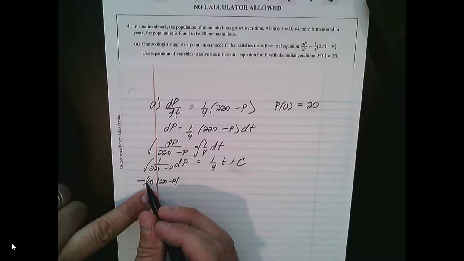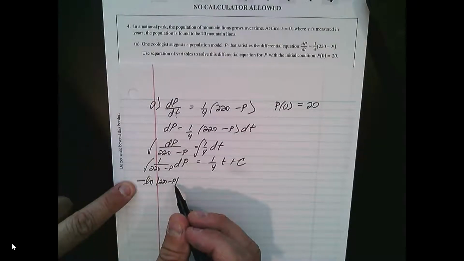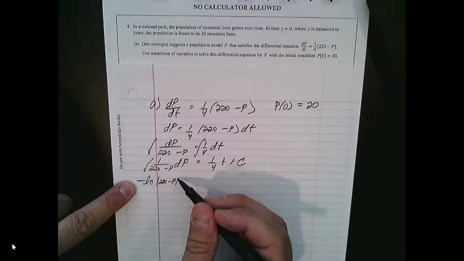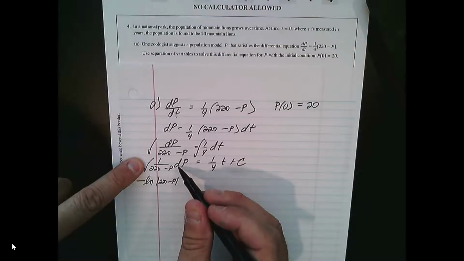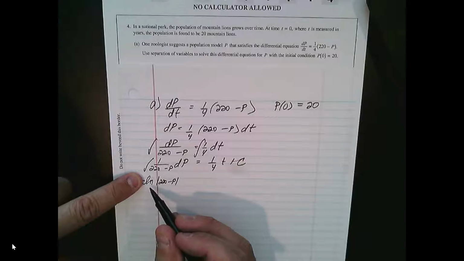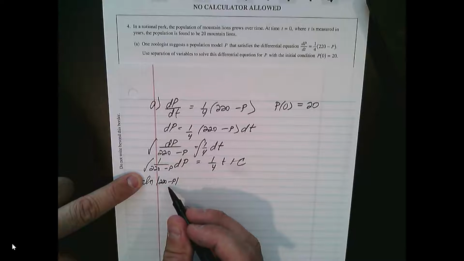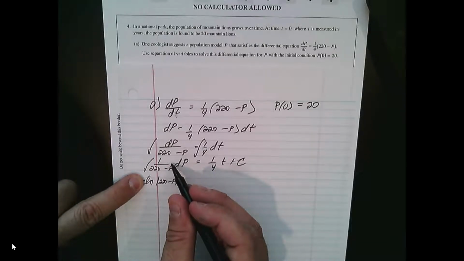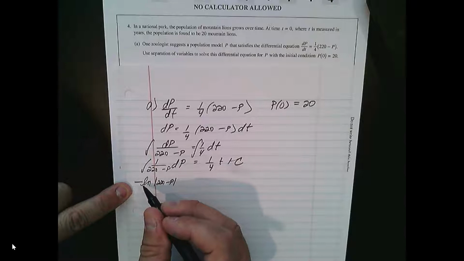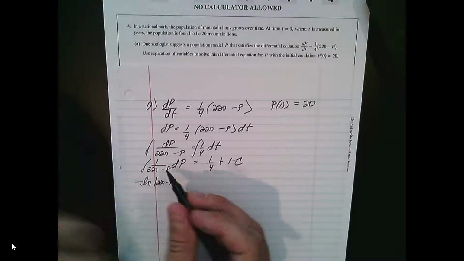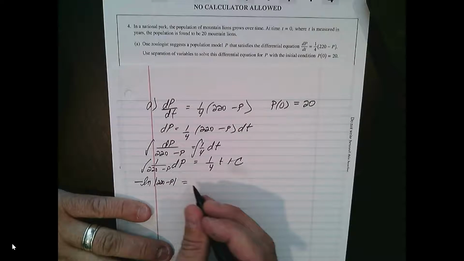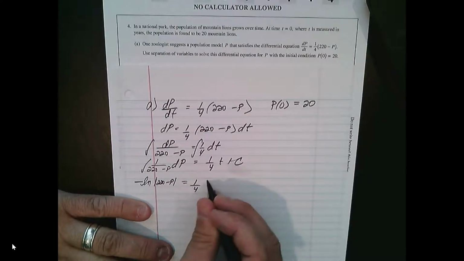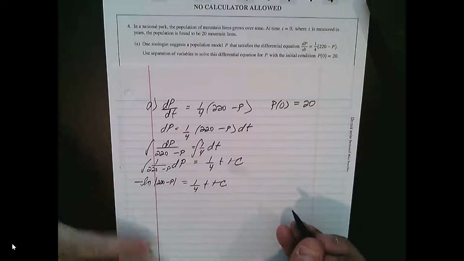Now you might want to stop and think about this for a bit. Why the negative? If this is the antiderivative, when you take the derivative, you need to get back to 1 over 220 minus P. If you just took the derivative of natural log of 220 minus P, you'd have 1 over 220 minus P times the derivative of the inside, which is -1. You'd have the negative of what you're looking for. By introducing this other negative, you're going to get the positive, which is what you want. So negative natural log absolute value of 220 minus P equals 1/4 t plus C.